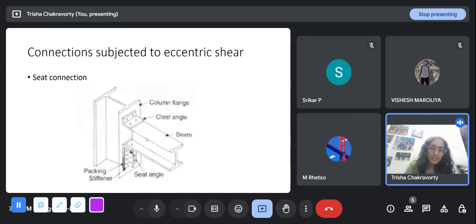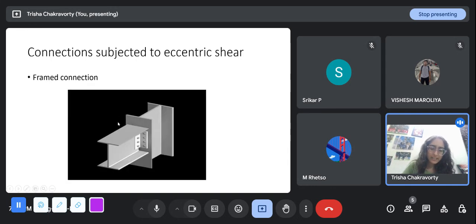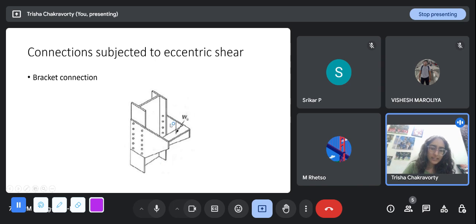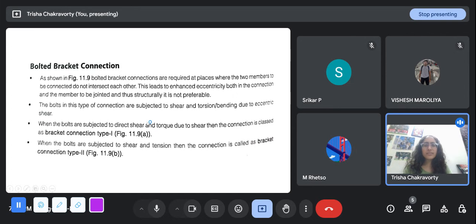The difference between these is here. See, the beam and the column directly intersect, but here the column is going like this and the beam is going like this. So you need some additional plates to join the two. This leads to enhanced eccentricity in both the connection and the member to be joined, and thus for the structure it is not preferable, but we cannot avoid it always. The bolts in this type of connections are subject to shear and torsion or bending due to eccentric shear.